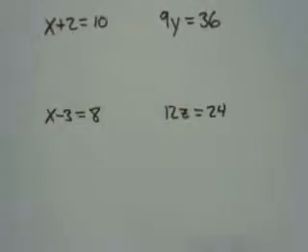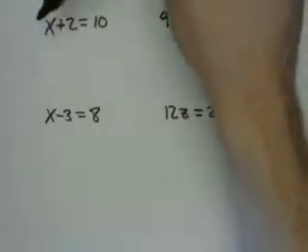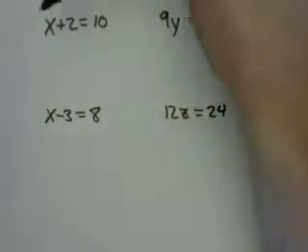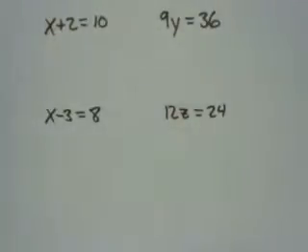Now here we have variables. So we have letters that represent numbers that are unknown at this point. We don't know what x is. We don't know what y is. It represents a number, but we have not defined it yet.